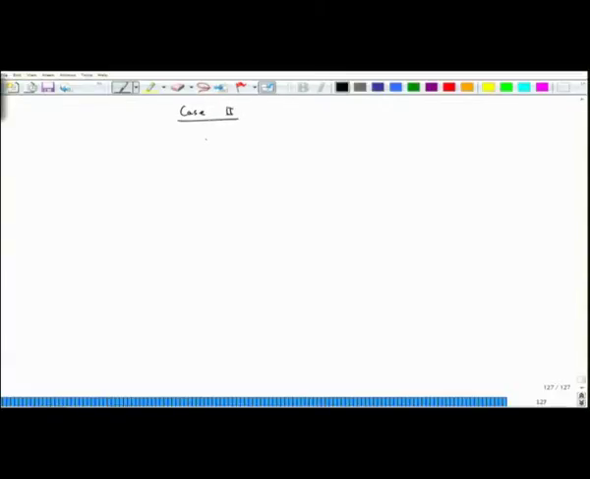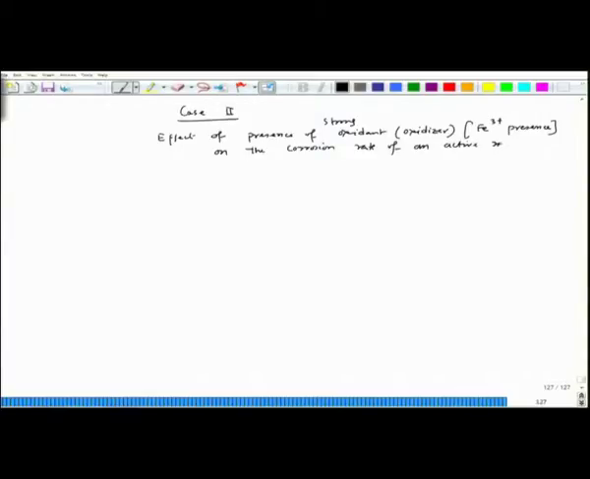Now, let us consider the second case study, case 2, where we consider the effect of the presence of an oxidant, or we call it an oxidizer, and that should be a strong oxidizer, for example Fe3+, on the corrosion rate of an active metal.